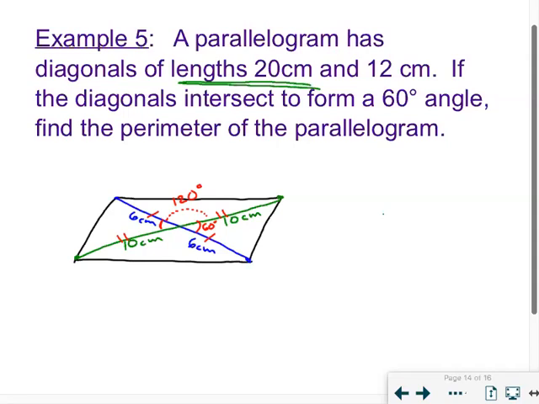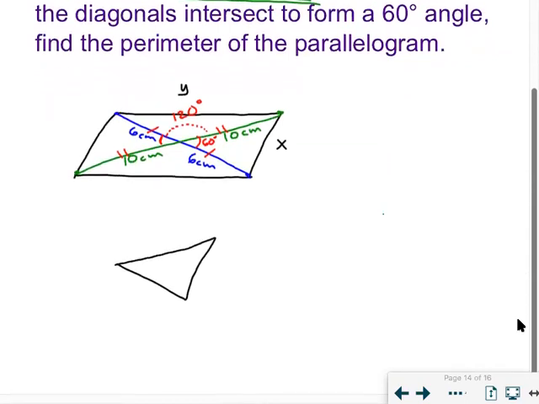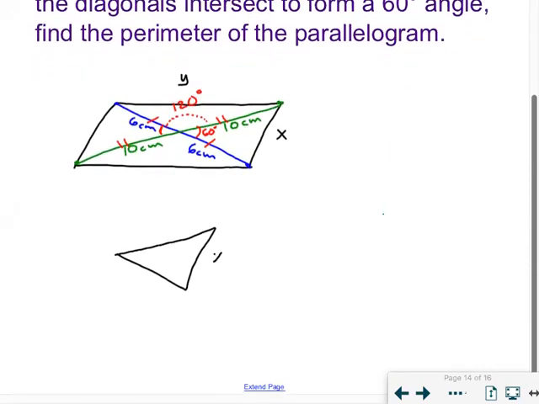So we need to find the perimeter. In order to find the perimeter of this parallelogram, I need to know the side lengths. I'll call this side length X for now, and we'll call this side length Y. I'm going to start with one of the smaller triangles, the acute one. So I'm going to retrace this and work with it on the side. We're going to relabel everything. So this is going to be side X.